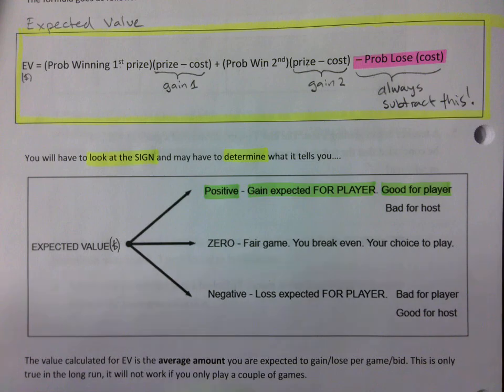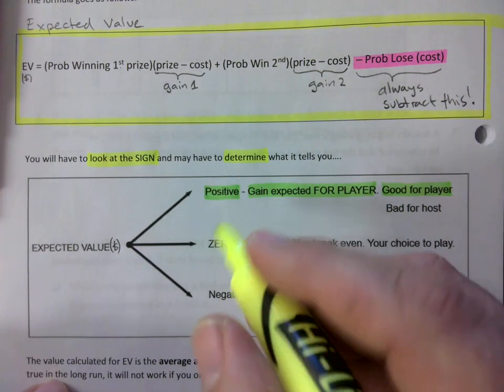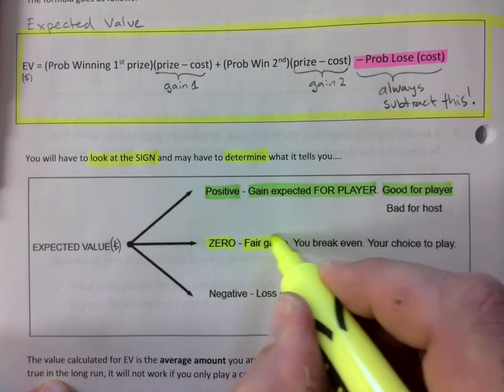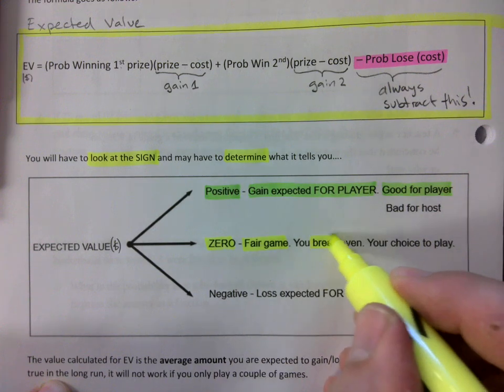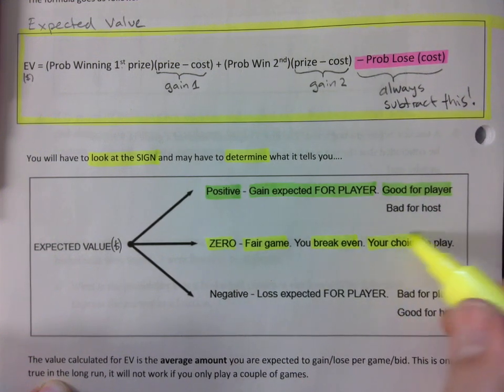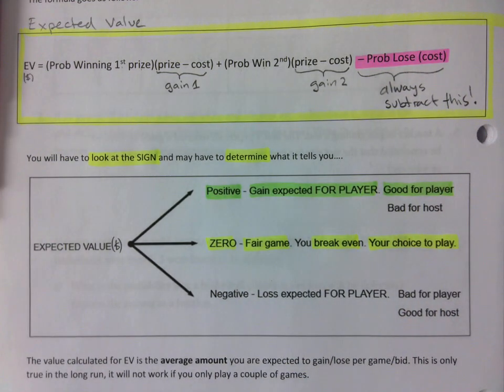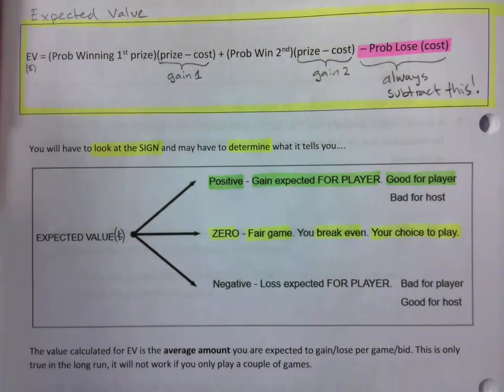If you get a 0, then it's considered a fair game. You break even. Your choice to play. So it doesn't really matter. You will win some, you'll lose some, but at the end of the day, you're not going to gain or lose, so you're good. That's up to you if you want to play.